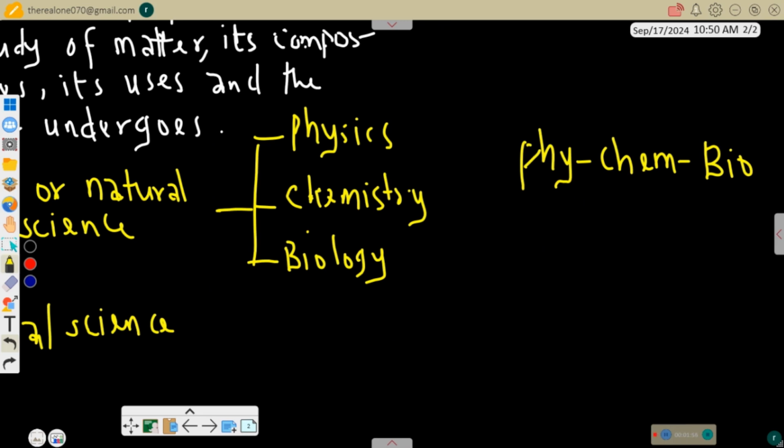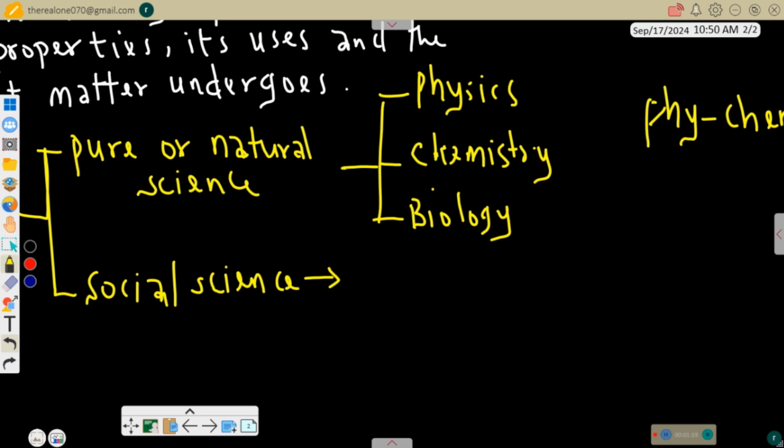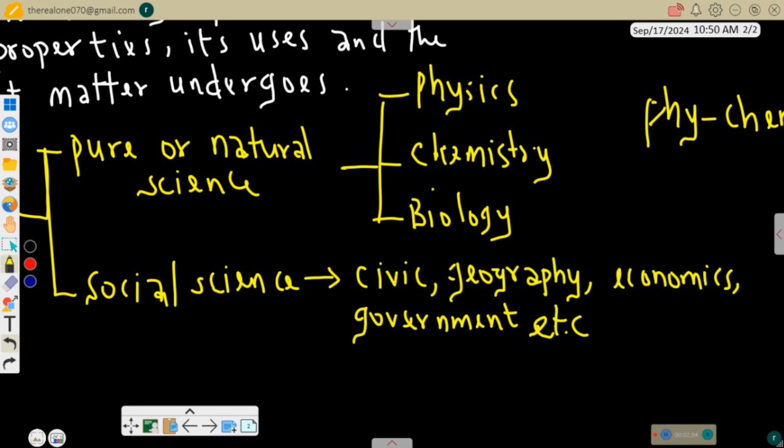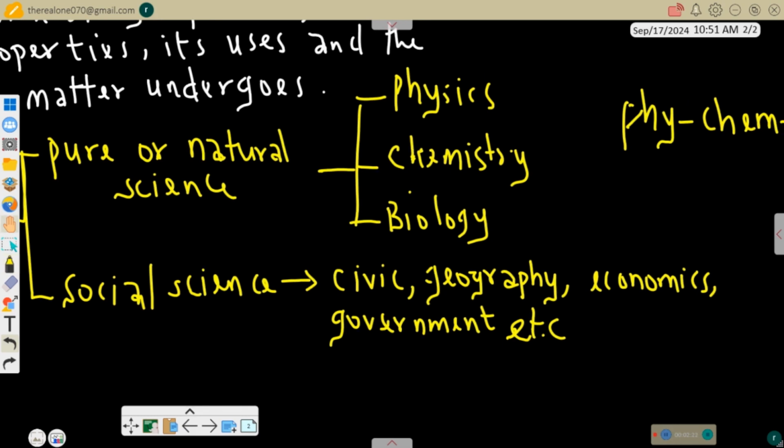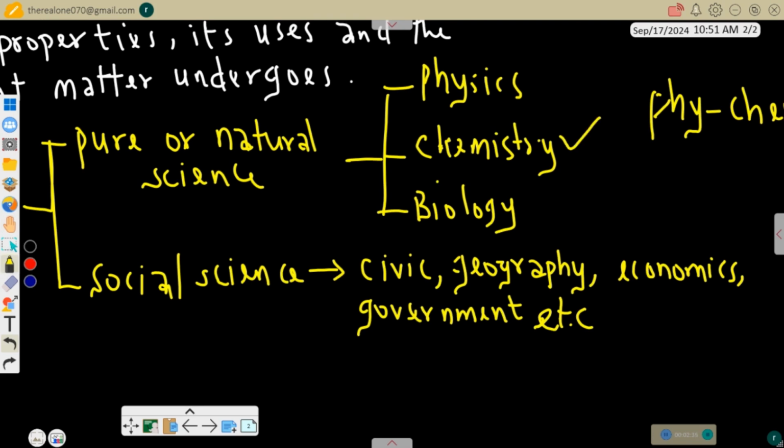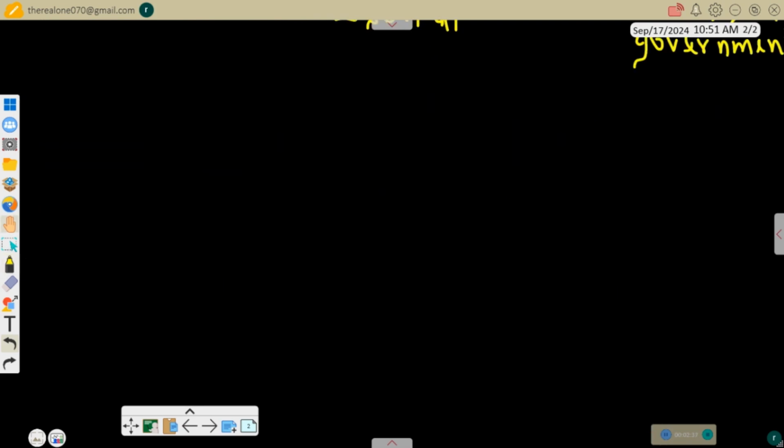Now, under the social science, we have subjects like civic, geography, economics, government, etc. So these are subjects or knowledge that have to do with human being in relation with his environment. They are not really the core science, unlike physics, chemistry, and biology, which are the major science subjects. So you can see that chemistry is one of them. There is no way you'll be a science student without learning chemistry because it's very, very important.